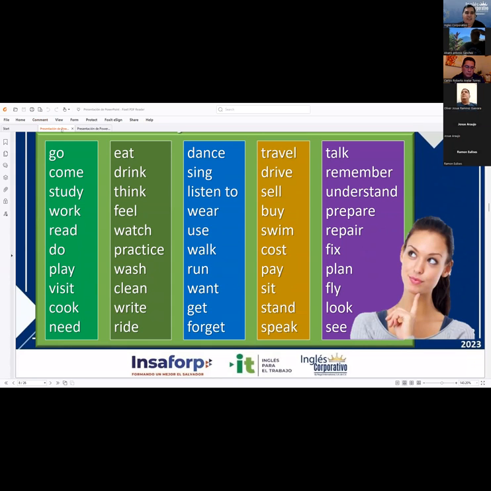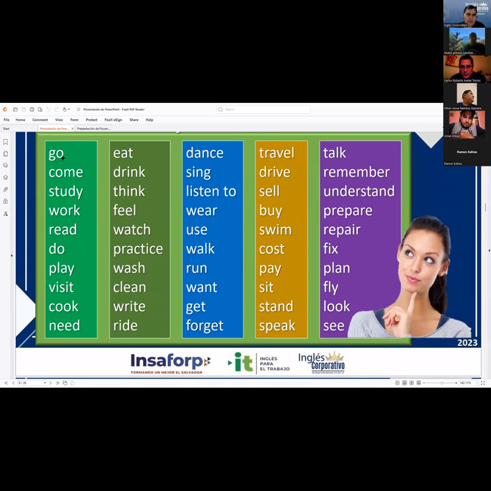I would like a volunteer to read the first column. Go. Come. Study. Work. Read. Do. Play. Visit. Cook. Knit. Excellent. Thank you, Carlos Roberto. Thank you very much.